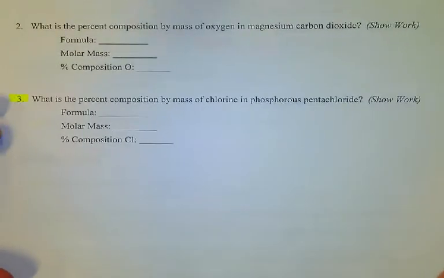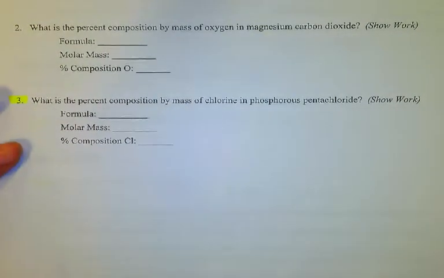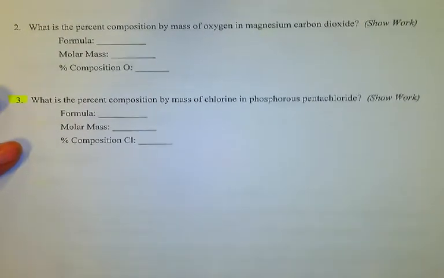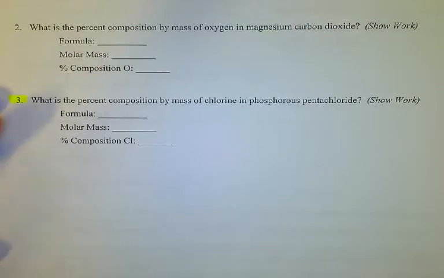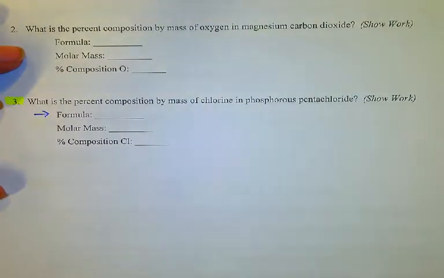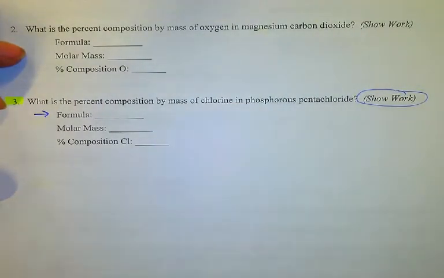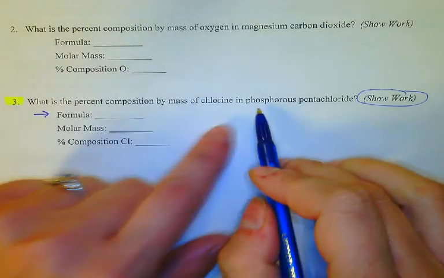Let's go to page 9. On page 9, we don't give you as much of the scaffold, so you have to remember how to do it, and we'll look at problem 3. What is the percent composition by mass of chlorine in phosphorus pentachloride? The first thing is you cannot do any molar mass without a formula, and then no work, no credit. That's for this entire page, this entire assignment, really. So the first thing I need to do is find the formula.